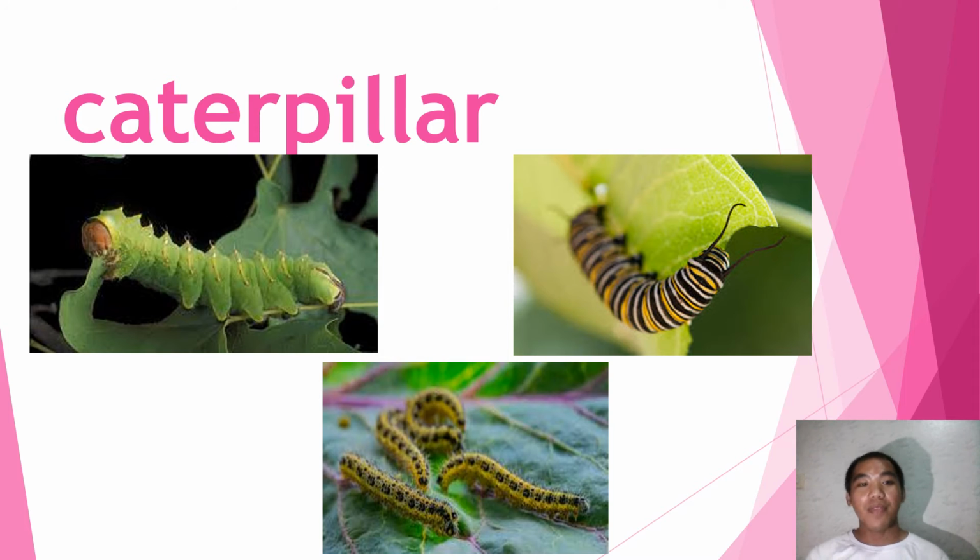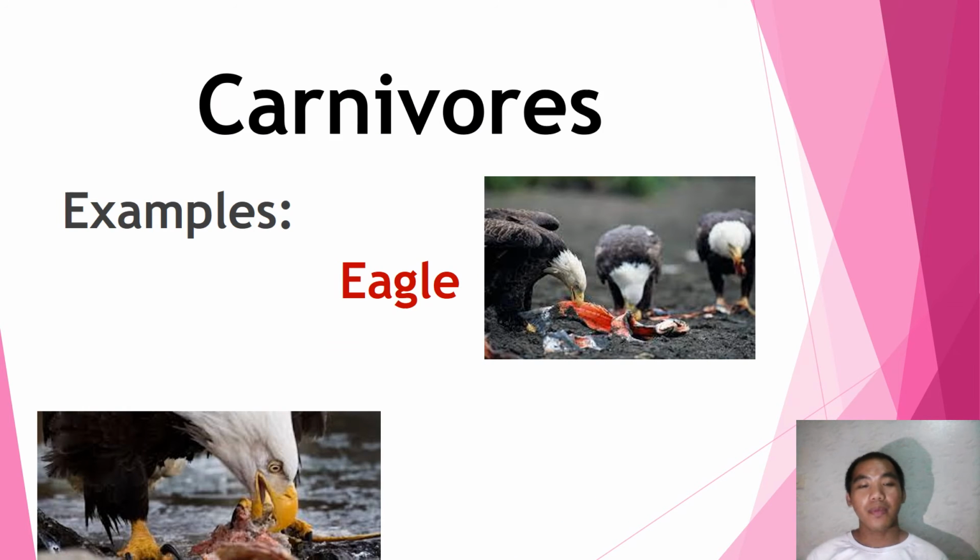Next is caterpillar. They eat leaves of a plant, that's why they are considered herbivores. All animals that eat plants are considered herbivores. And the second classification is carnivores. Here are some of the examples of carnivores. These are in your book also, so you can open your book and take a look.